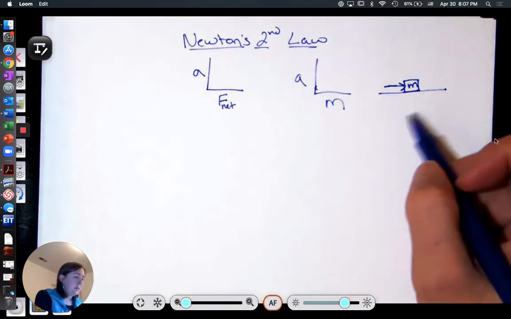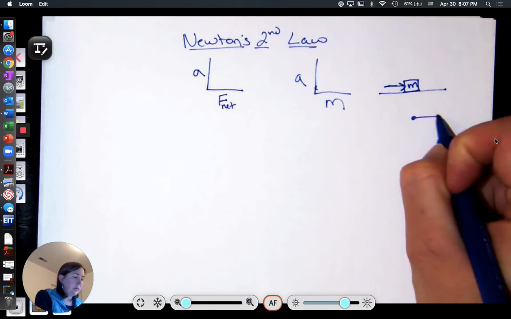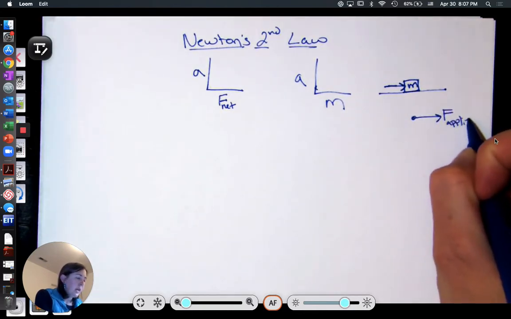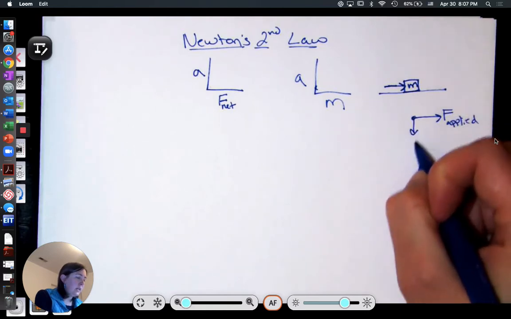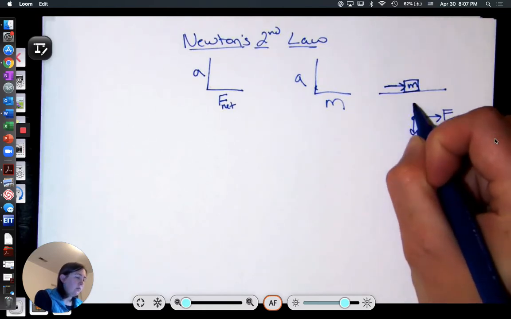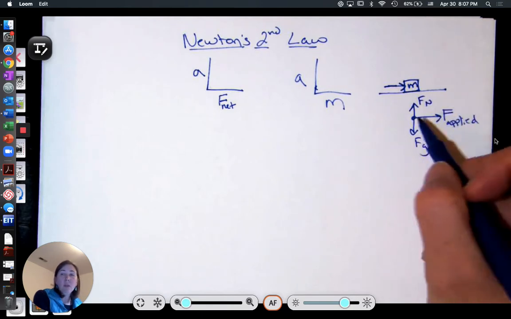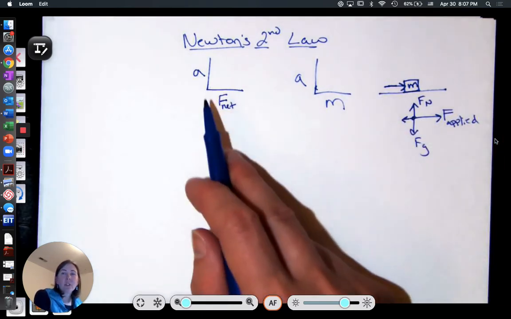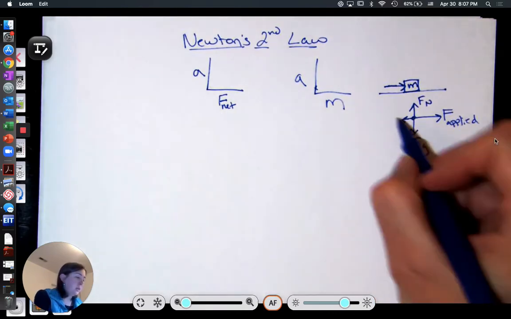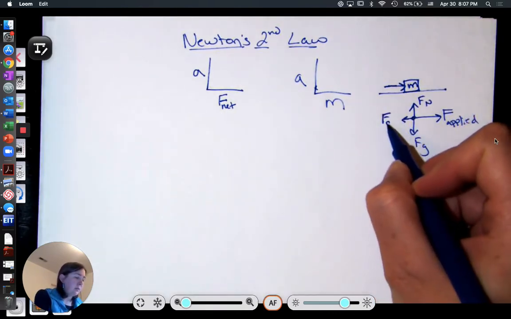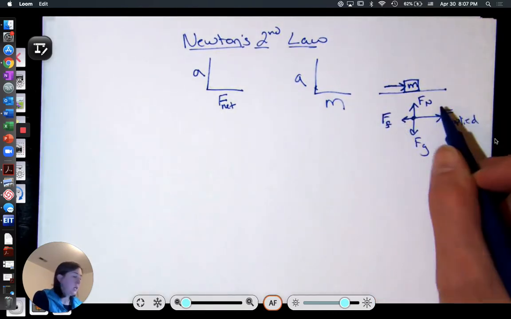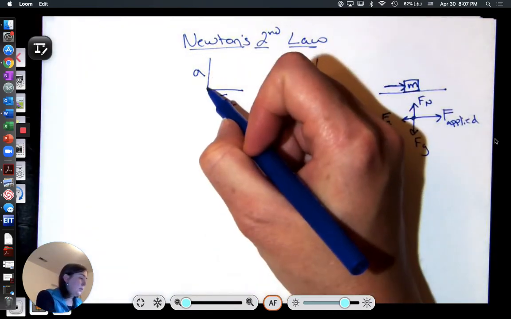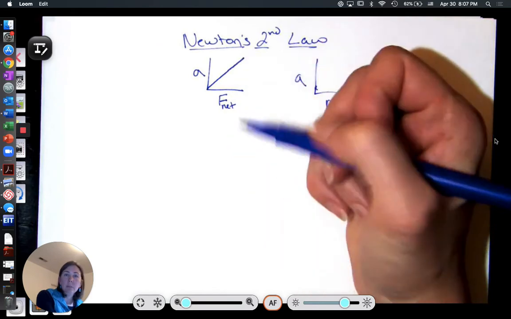And what that means is if I'm going to draw a free body diagram, then I have my applied force, like the push, and I have my force of gravity, and I have my normal force. The force of friction is going to go backwards. Remember, the net force is the total force, so that would be the applied force minus the force of friction, not just the push. As the net force on the object increases, the acceleration increases linearly.